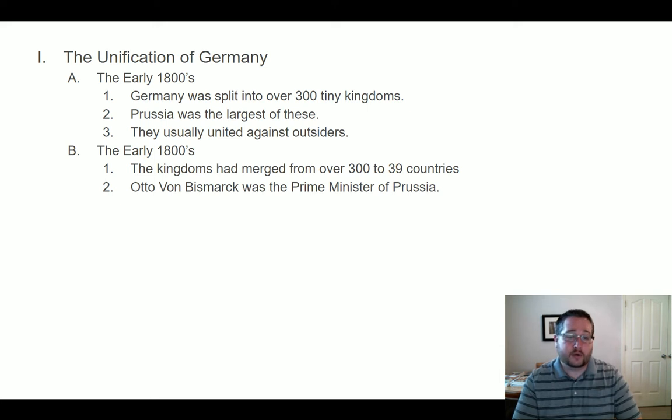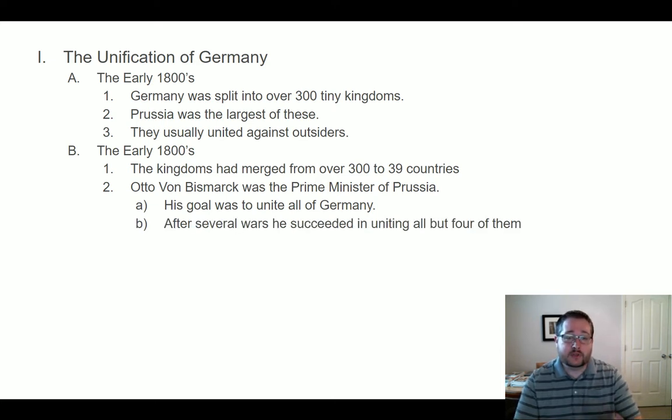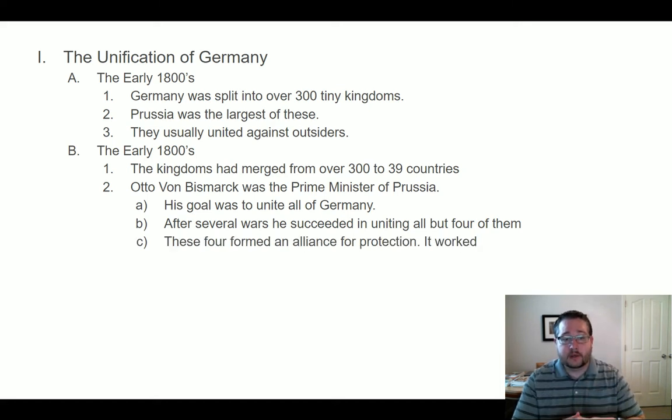A man named Otto von Bismarck is the prime minister of Prussia at the time. He's not the king, but he is essentially the leader and ruler of the country in its day-to-day business, and he's also very military minded. His goal is to unite all of Germany, and after several wars he succeeded in uniting all but 4 of them. So these band together in an alliance to protect themselves against anyone else. This works out for them.